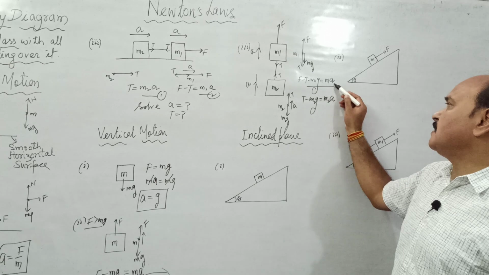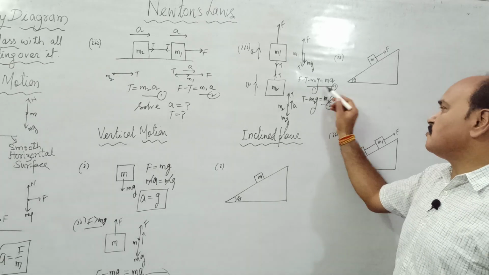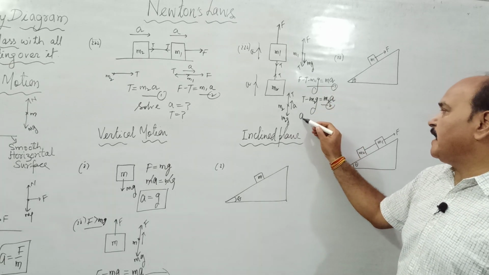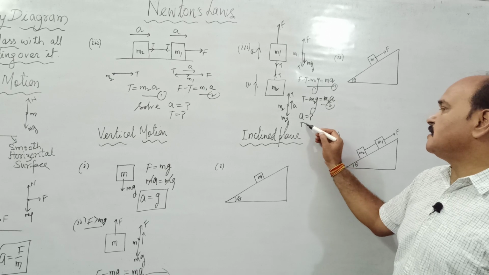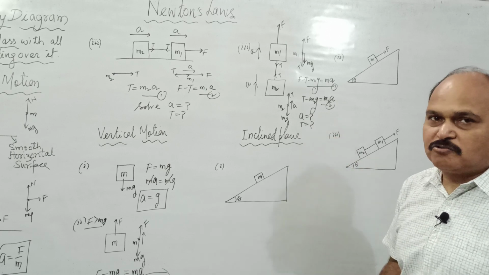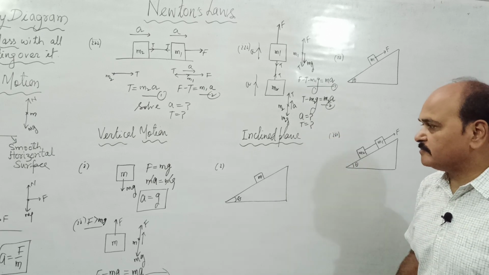This is equation number 1. This is equation number 2. Solve them for a as well as T. Two equations, two variables, you can solve it.